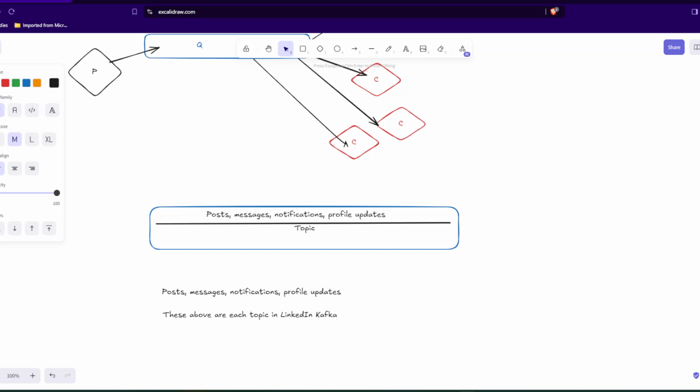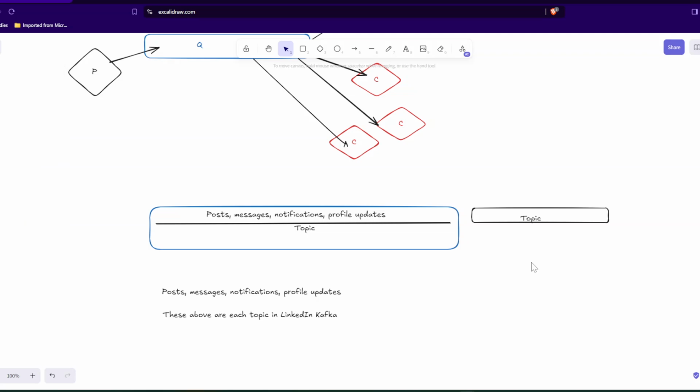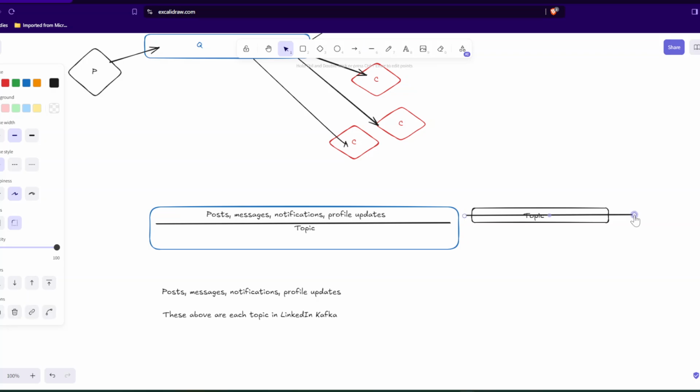Now, alongside topic, suppose we have this as a topic. There is also something called a partition. Partitions are divisions within the topic, like parallel pipelines within a topic. Suppose there is a consumer of posts: whatever the user posts goes through it.